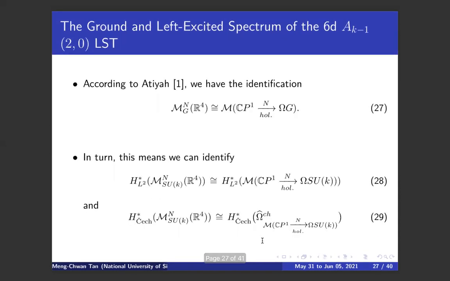According to Atiyah, there's a very nice identification of these two spaces. The moduli space of n instantons on R4 is identified with the moduli space of holomorphic maps of degree n from CP1 into the based loop group. In turn, this means the L-squared cohomology that we had on this space can be identified with the L-squared cohomology that we have on this one. Likewise, the Čech cohomology we have on this one can be identified with the Čech cohomology that we have on that one. Very nice.